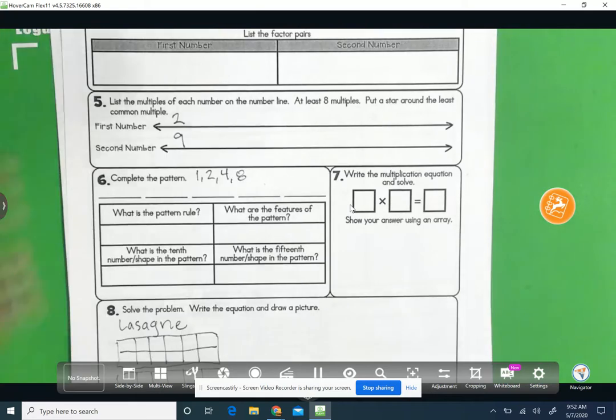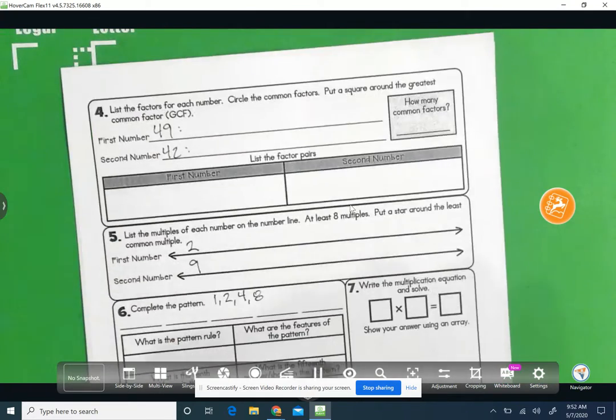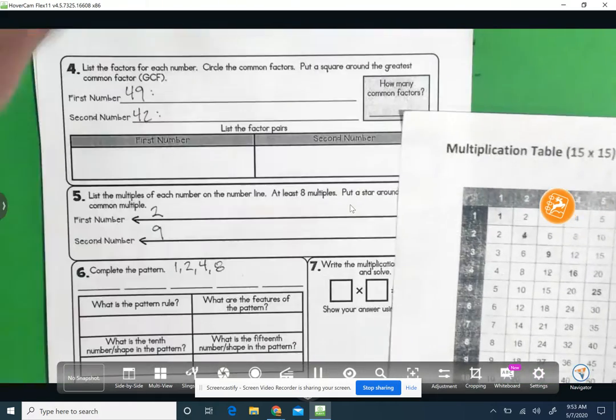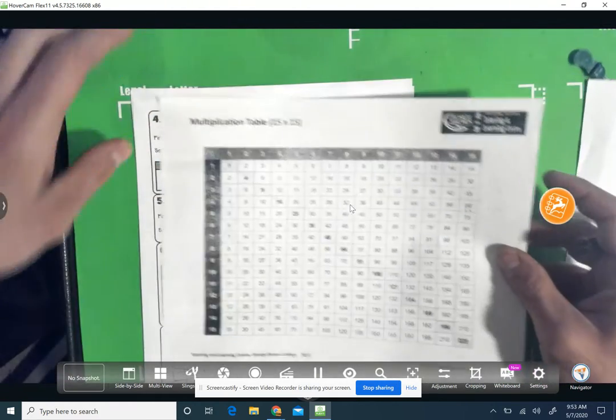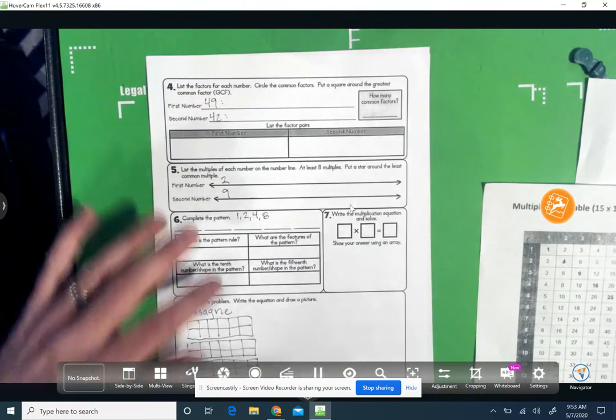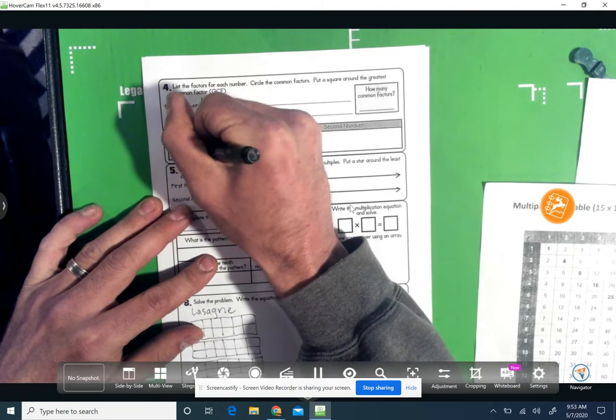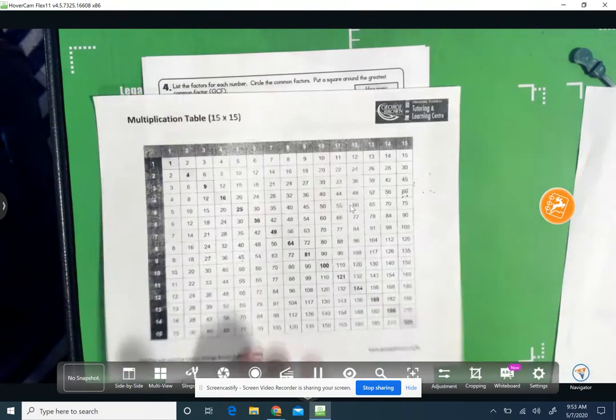Number 4 is our greatest common factor, and we need to find the greatest common factor of 49 and of 42. So as I am looking here for my multiplication table that goes to 15, because I know that one's going to help me out pretty good, more than the 12. So I need to list the factor pairs of the number 49. I do know some immediately: 1 times 49 and 7 times 7.